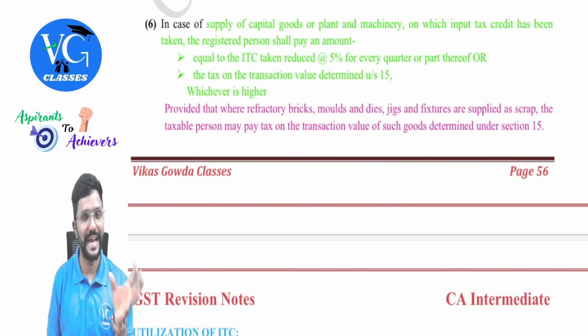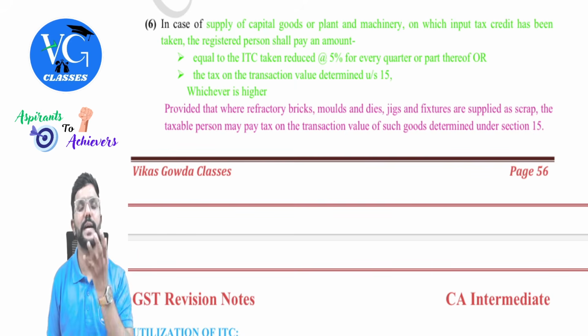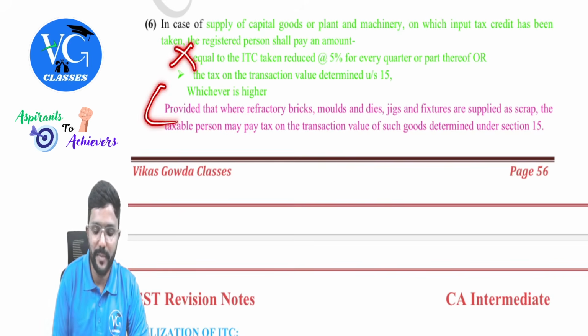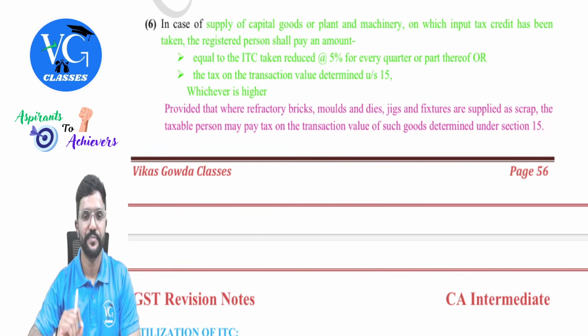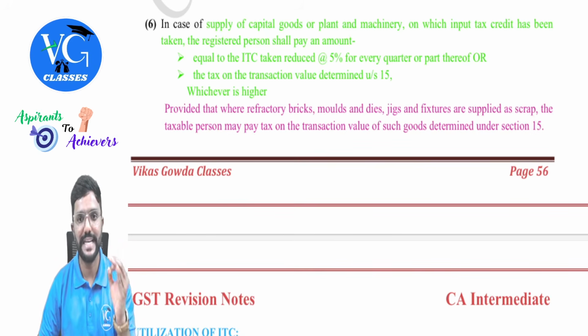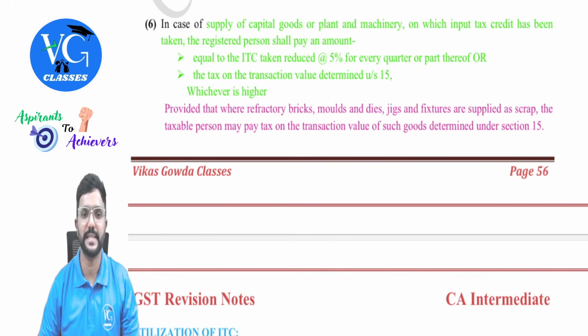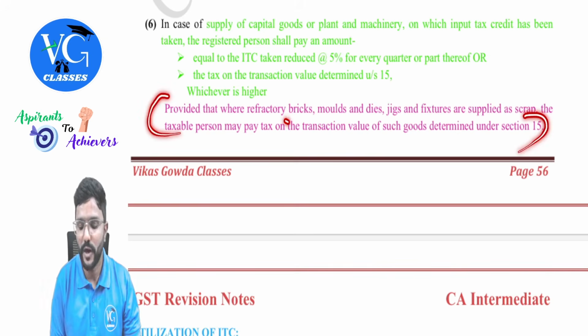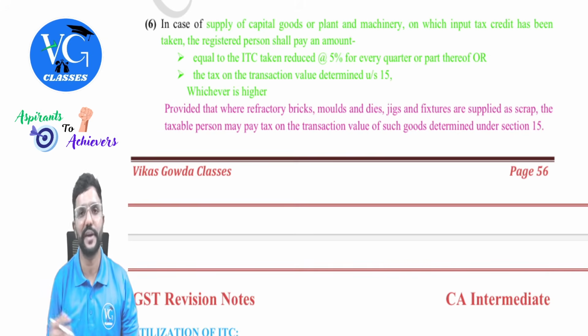Then compare that with tax on the transaction value. Whichever is higher has to be paid. But this point is not applicable in the following cases. Provided that where refractory bricks, molds and dies, jigs and fixtures are supplied as scrap, the taxable person may pay tax on the transaction value of such goods determined under section 15. So for the following items, which are normally used to give shape for the products, guys.